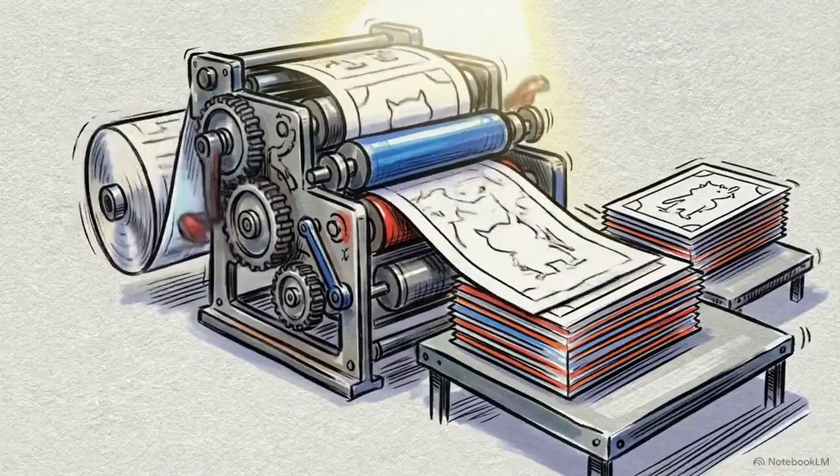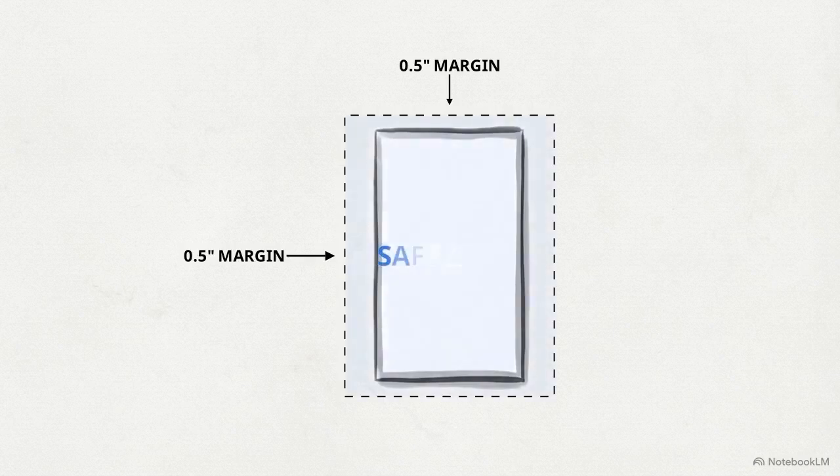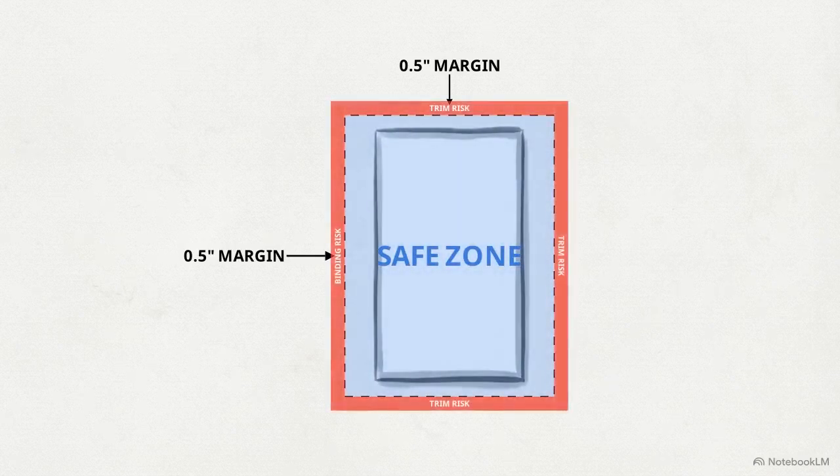Moving to the manuscript, set your document size to the standard coloring book layout of 8.5 by 11 inches. You must leave a margin of 0.5 inches on all sides. This safe zone ensures your artwork will not get cut off during trimming or lost inside the book's binding.